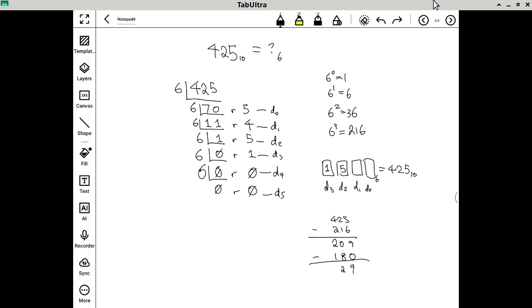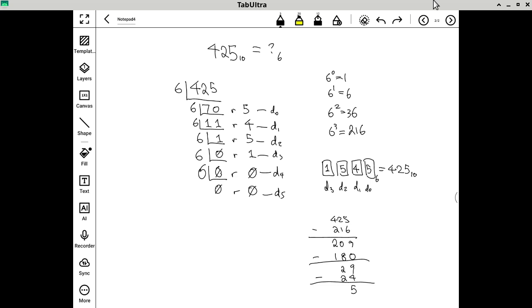So now with a 29, we are trying to fill the spot of D1, which is asking how many 6s can we fit into 29? So 29 divided by 6 is a 4. So we have a 4 here. 4 times 6 is 24. And then finally, we have a remainder of 5, because now we're asking how many 6 to the power of 0, which is a 1, can we fit into a 5? Well, the answer is 5.